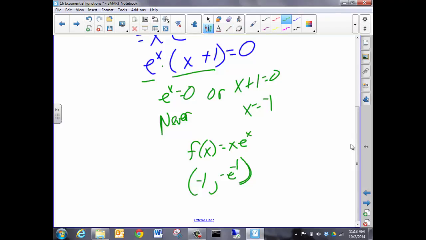When I put negative 1 in up here, f of negative 1 is negative 1 times e to the negative 1. So that gives me my y value down here, because the problem asked for the points. That's the only point we have. Complicated?